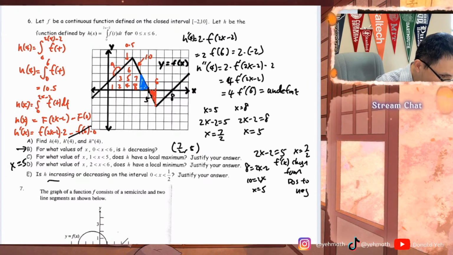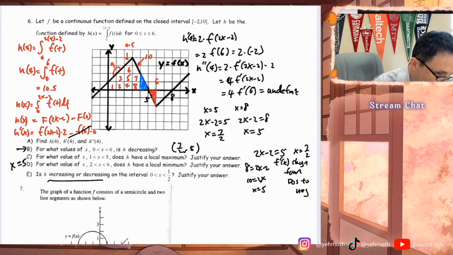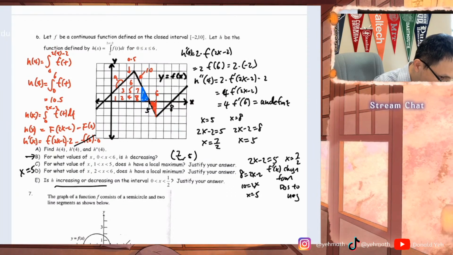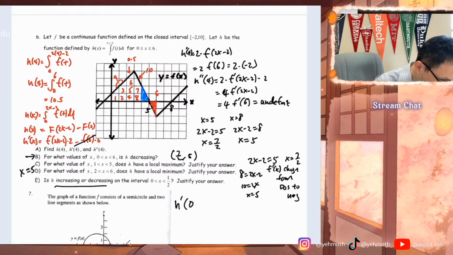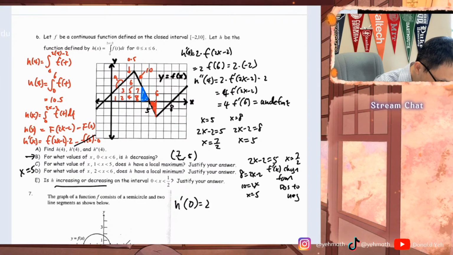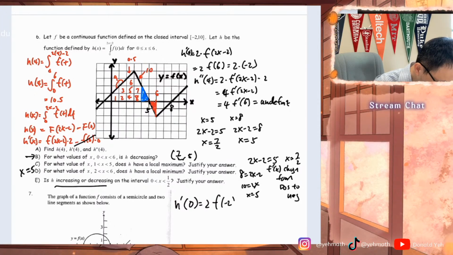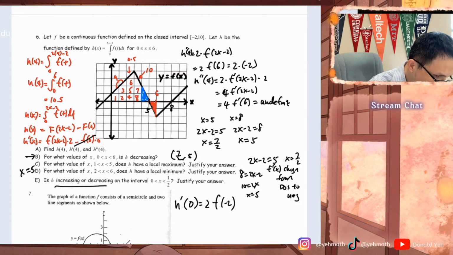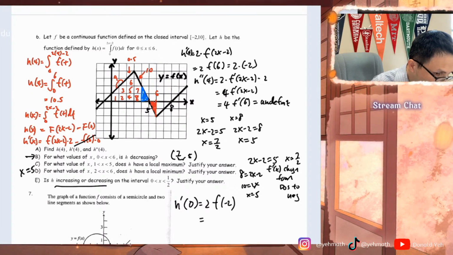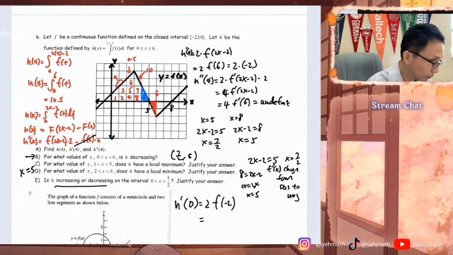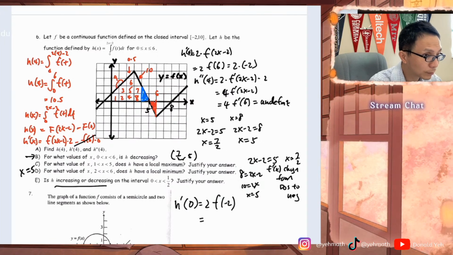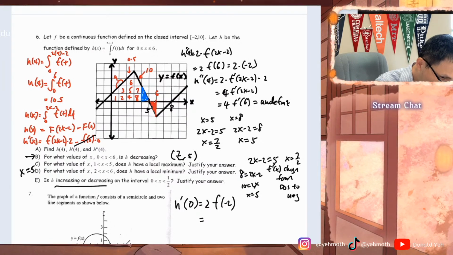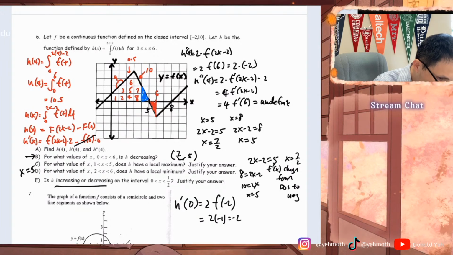How do you justify whether it is increasing or decreasing between 0 and a half? You're going to look at h prime of x, h prime of 0. So it'll be 2 times f of negative 2. What's the f of negative 2? Negative 2 times the negative 1, right? I think so. So it'd be negative 2.